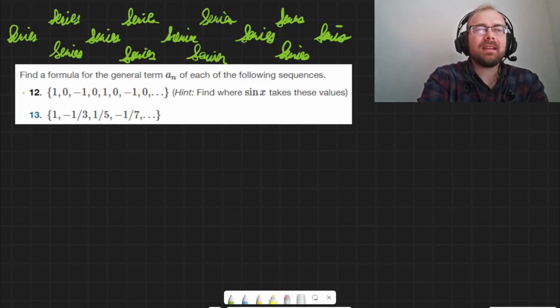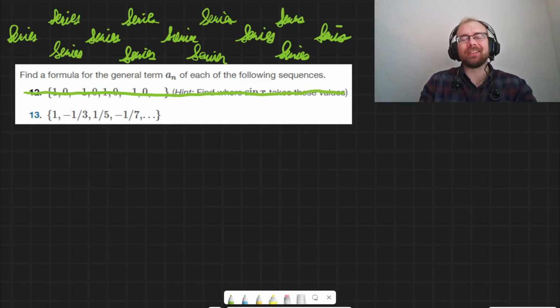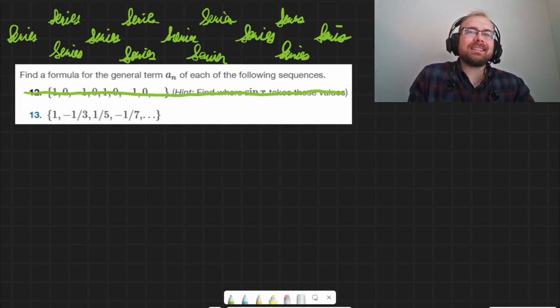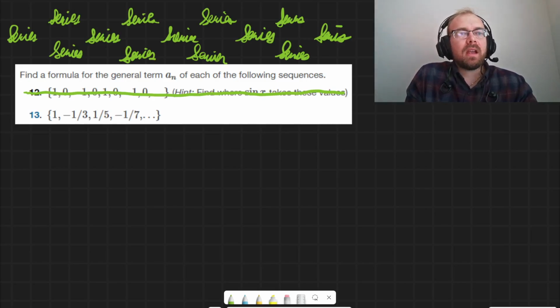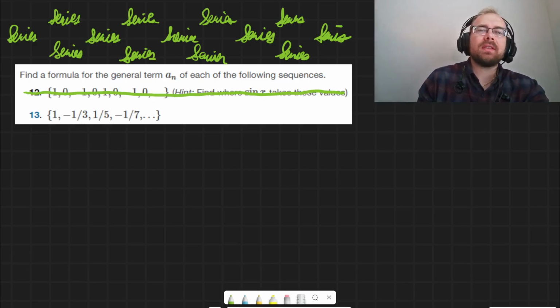This is not 12, but it was easier to do one screenshot. So we're doing 13 today, and we're going to find a formula for the general term, a sub n, of each of the following sequences. And so for 13, it's going to be 1, negative 1/3, positive 1/5, negative 1/7, dot, dot, dot.